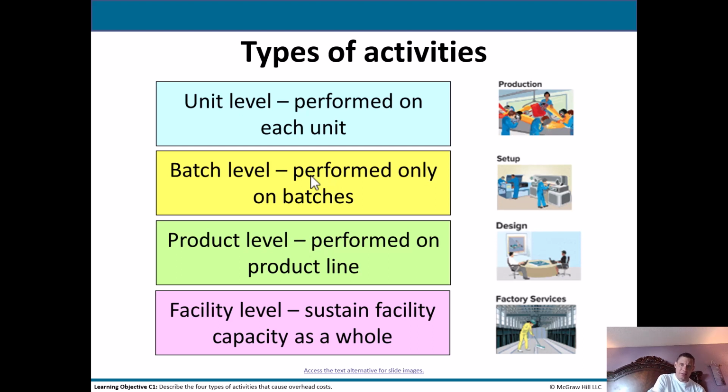Types of activities. This is very straightforward, but we'll just talk about it real quick. Again, this is activity-based costing. The types of activities are broken down as you see here. Unit level. So the idea of unit level is it's performed on each unit. Batch level is only performed in batches. Product level is performed on the product line, and then facility level, can sustain the facility capacity as a whole.